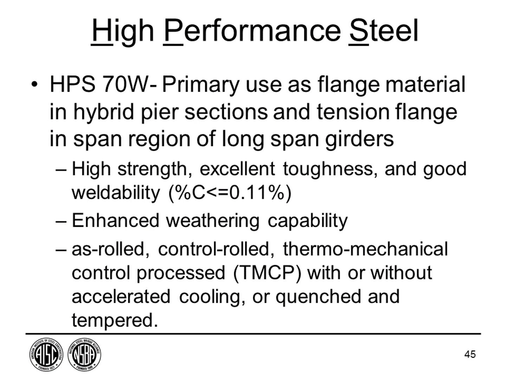Has very low carbon, okay? Just gives us good weldability. It has enhanced weathering capabilities, and it's either produced as rolled, controlled rolled, with TMCP, and then you can use accelerated cooling, or in thicker plates it'll be quenched and tempered. There's a lot of different ways that this can be produced, and each mill has its own recipe and procedures.